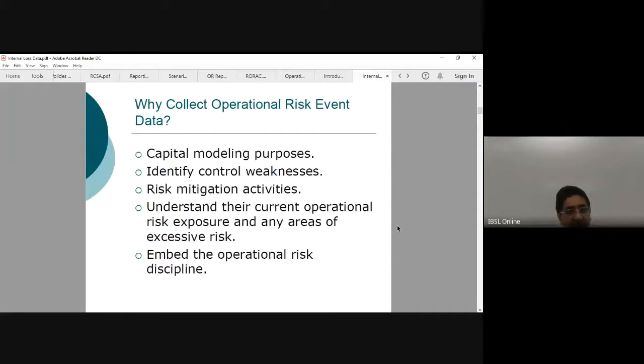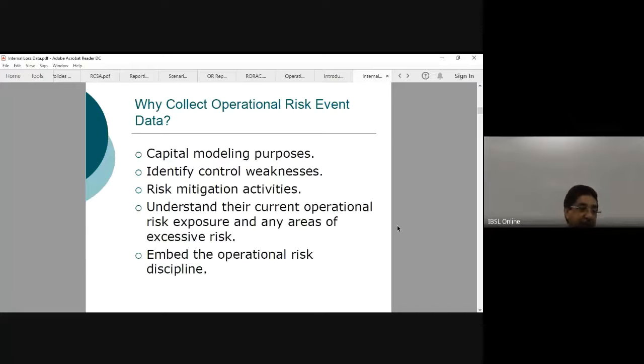Then the second thing is the identification of control weaknesses. So that's a very important point in terms of the organization, because in the organization there are accepted practices with regard to the controls.